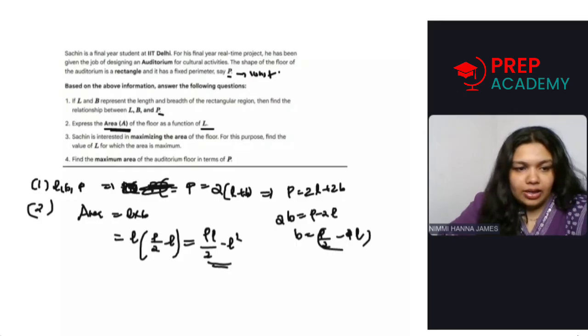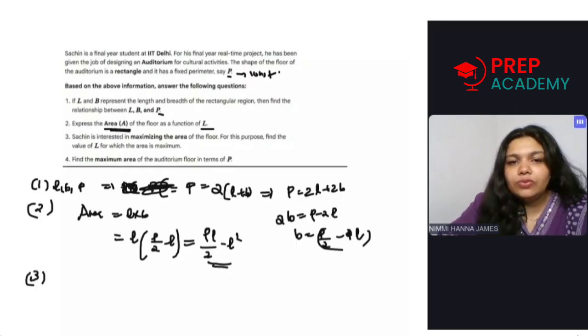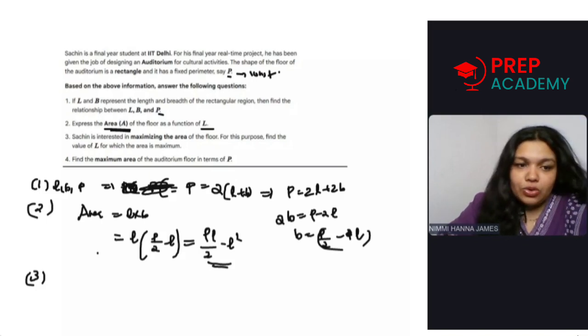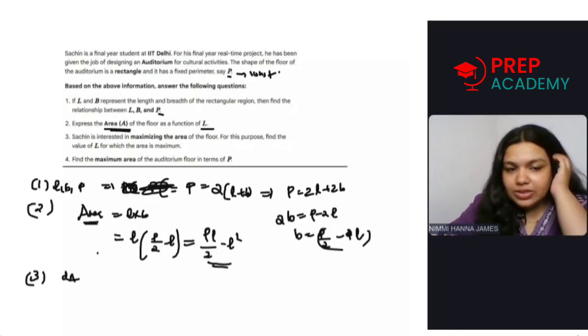Now the third question: Sachin is interested in maximizing the area of the floor. For this purpose, find the value of L for which the area is maximum. So we want to find the value of L when the area is maximum. We have this area, so we have to find dA, using the second derivative test or first derivative.